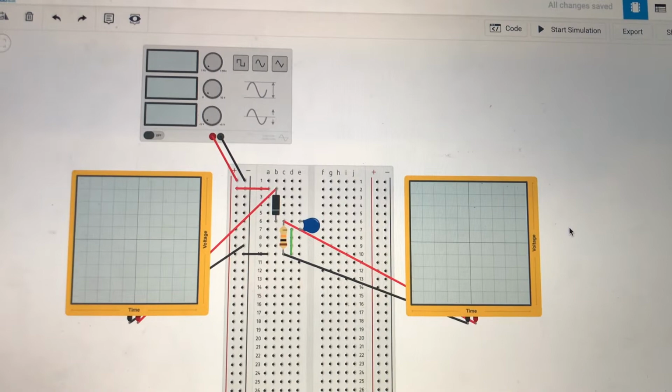I'm Maya, and this is my demonstration of my circuit for Lab 7, Part B. Okay, so this is my circuit.